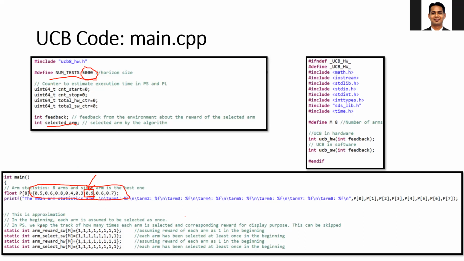As we have in the main.cpp, when we display the results, we will also display how many times each arm has been selected. For display purposes, we will also keep track of how the arms are selected and what their rewards were. This is just for analysis purposes. We will keep track of the arm selection by the algorithm in the main.cpp. In the main.cpp, we'll implement the two algorithms, one in software and one in hardware.